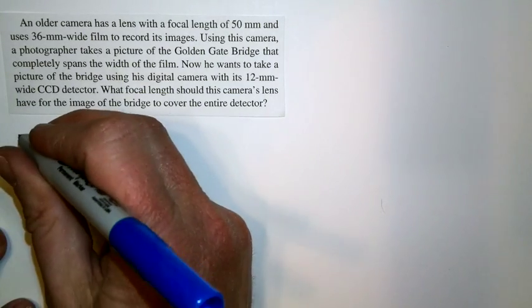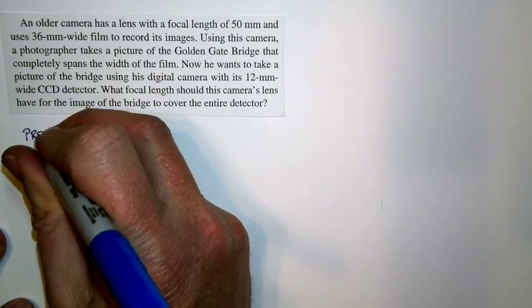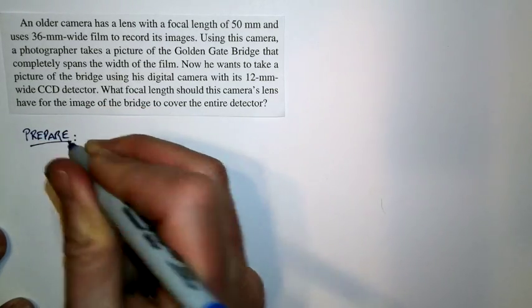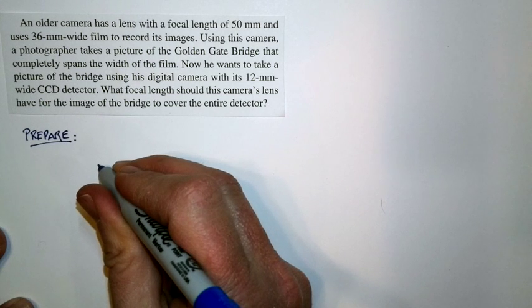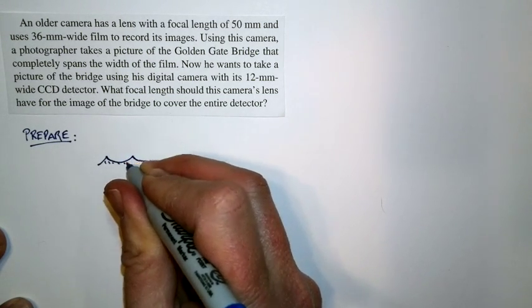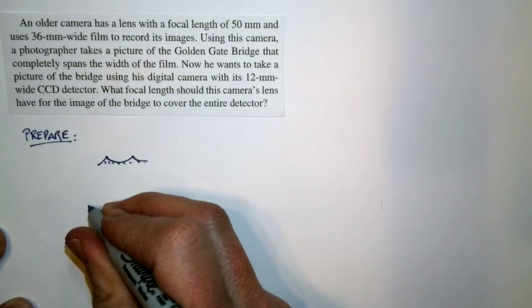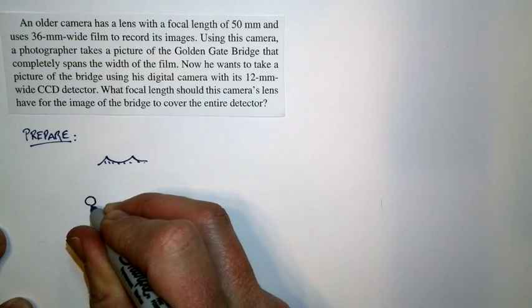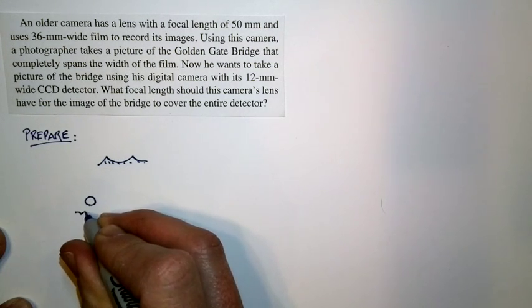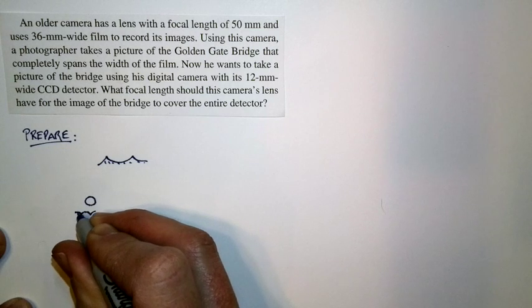This is basically a lens and image problem, okay? But it's a lens and a camera that makes an image on a piece of film. And here's what's happening. We've got the Golden Gate Bridge out here. Okay, so here's my Golden Gate Bridge. And we have a lens in a camera. And it's making an image of the Golden Gate Bridge, okay, on a piece of film.